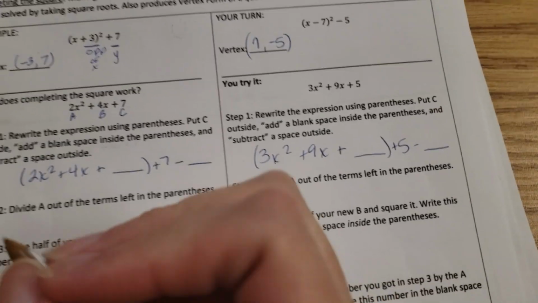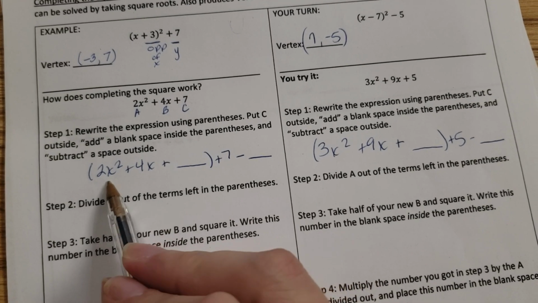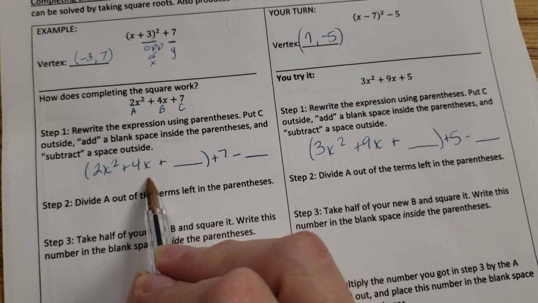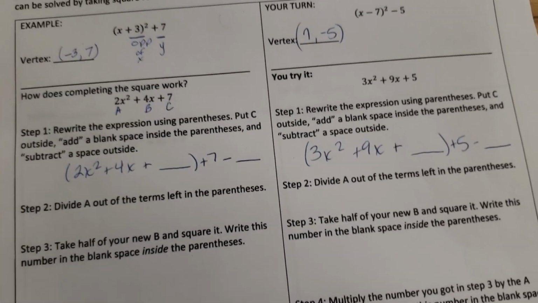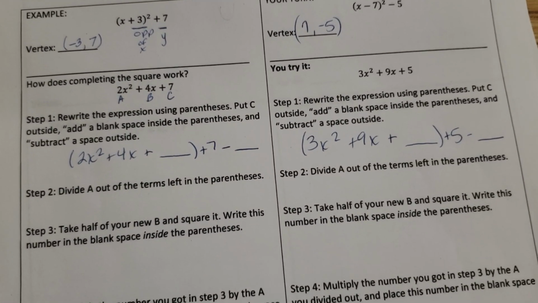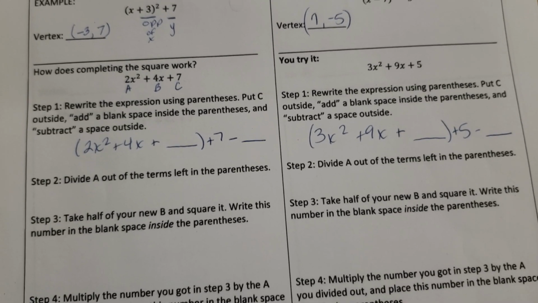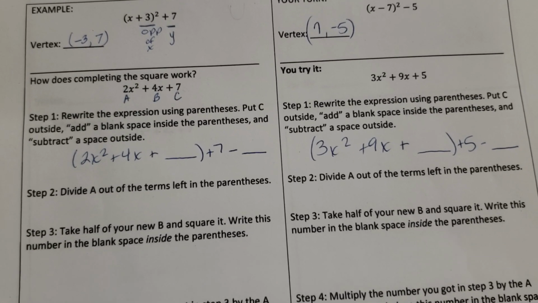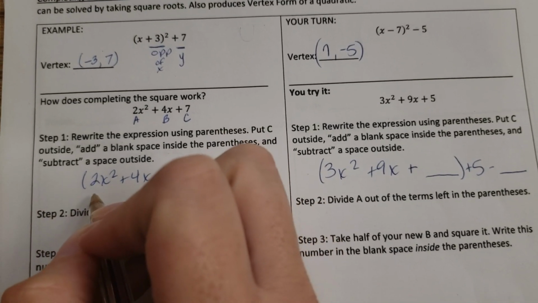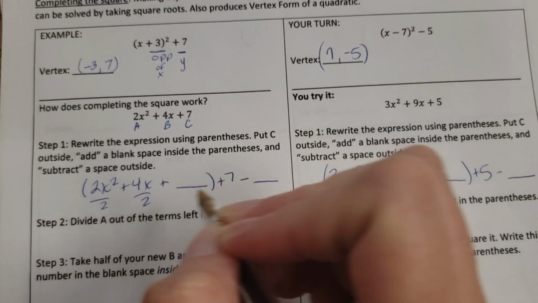So now, for step 2, I'm going to divide A out of the terms left in the parentheses. Now notice I didn't say divide A if you can. Divide A if it goes evenly. Divide A. You might get a fraction, you might get a decimal, but you're going to divide A out no matter what. So if I divide out A, I'm going to divide all of these terms by 2.